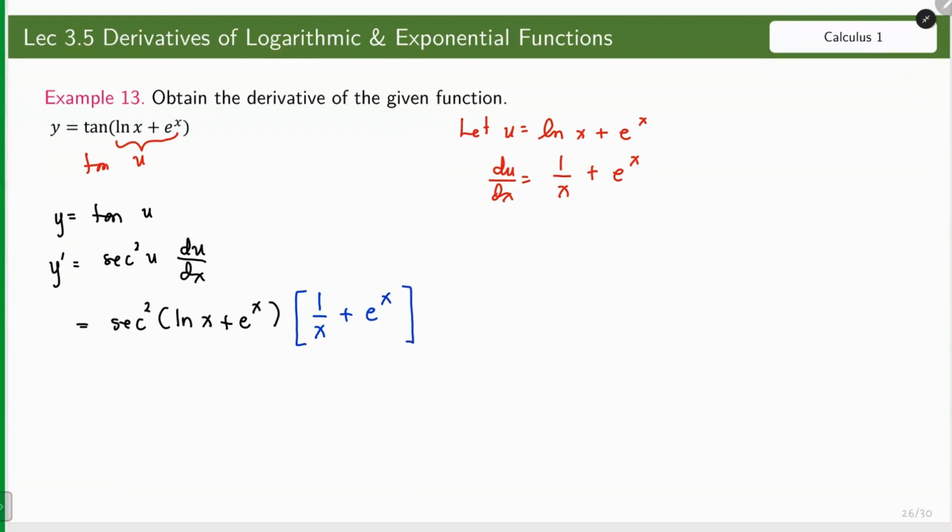Okay, rearranging the terms, we are going to write first the binomial. We have 1 over x plus e raised to x, and then multiplied to the secant squared of ln x plus e raised to x. This is our final answer. You can combine this fraction if you want, but this already suffices.